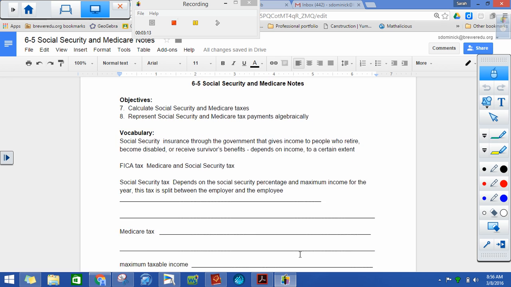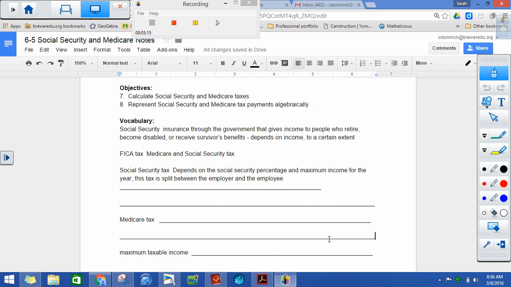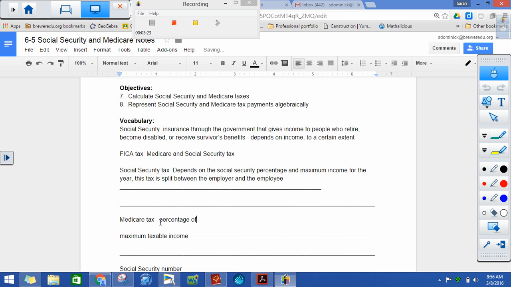Your next one is your Medicare tax. And your Medicare tax is a percentage of your income. And there's no maximum income, so it's all of what you make. And this also is split between the employer and the employee.